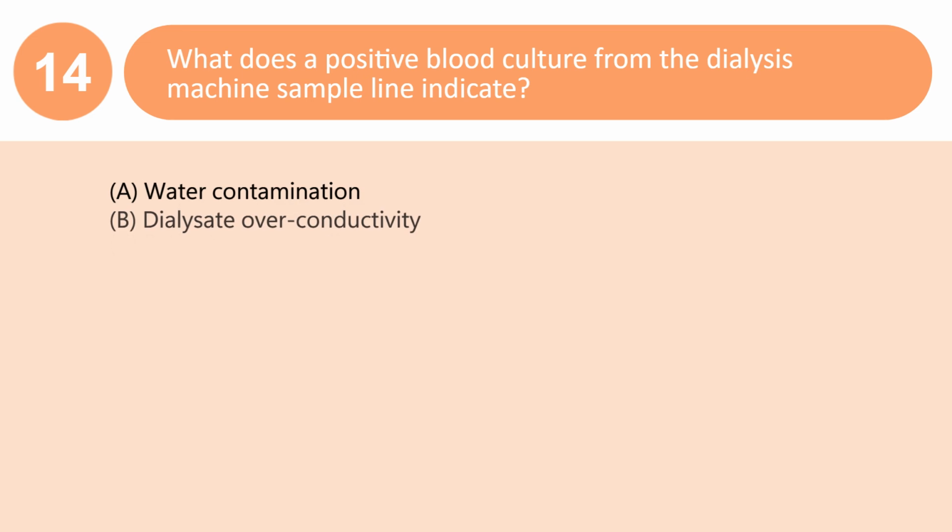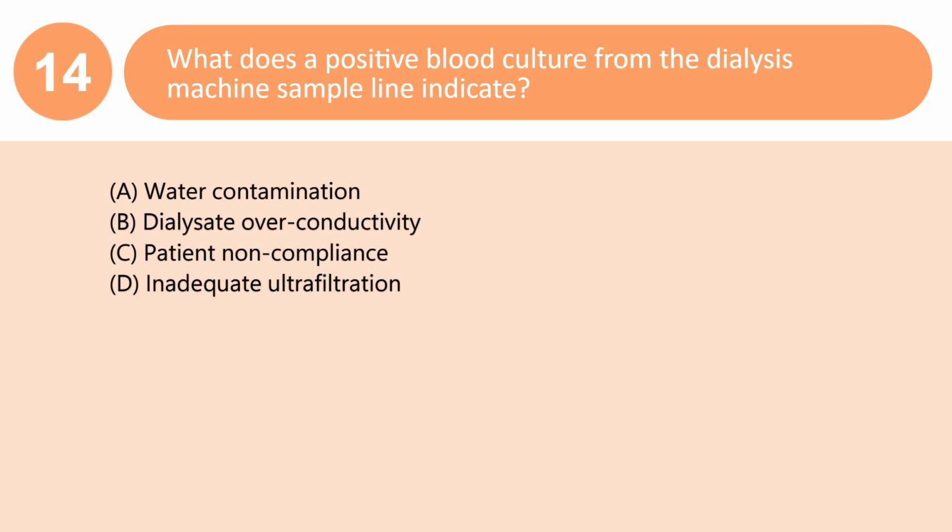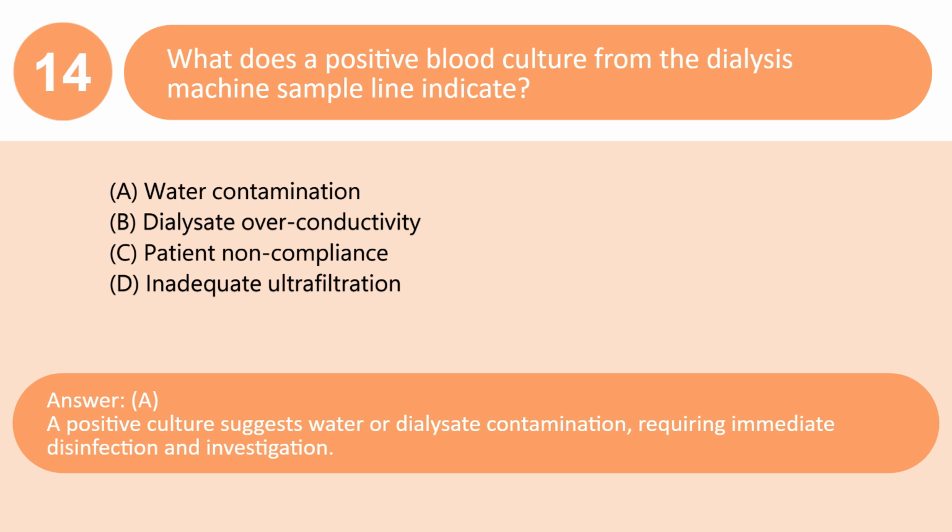What does a positive blood culture from the dialysis machine sample line indicate? A. Water contamination. B. Dialysate overconductivity. C. Patient noncompliance. D. Inadequate ultrafiltration. Answer A. A positive culture suggests water or dialysate contamination, requiring immediate disinfection and investigation.